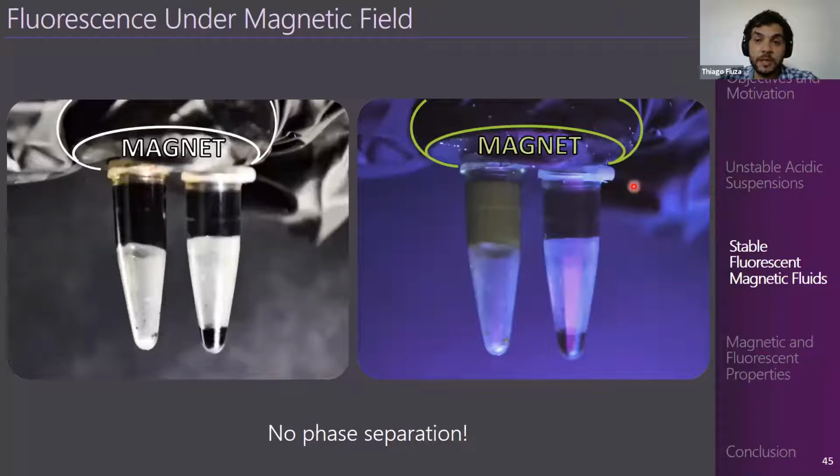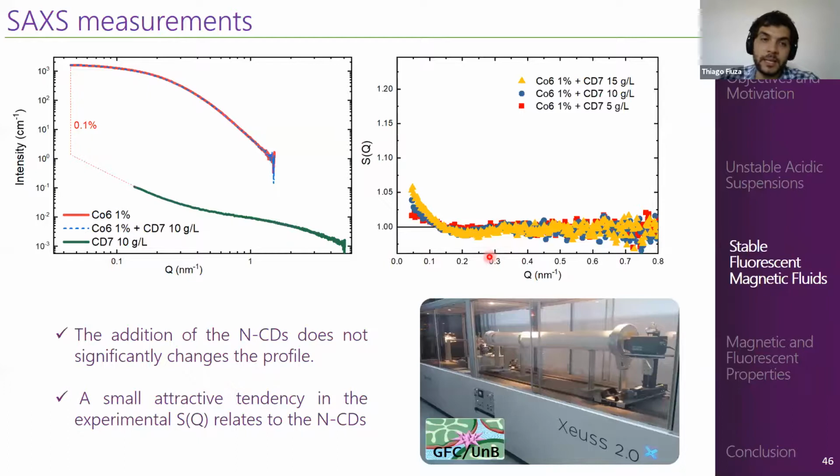In the presence of a magnetic field, here where the samples are held by this magnet, we can see that no phase separation occurs and the sample continues to fluoresce. If we take a look at the SAXS measurements, we see that the addition of the NCDs does not really alter the profile. Only with increasing concentrations, we see a small attractive potential, which does not reduce the stability of the sample.